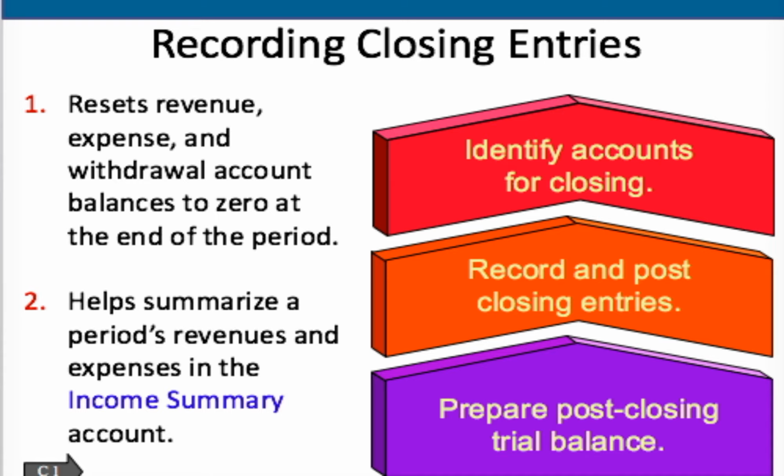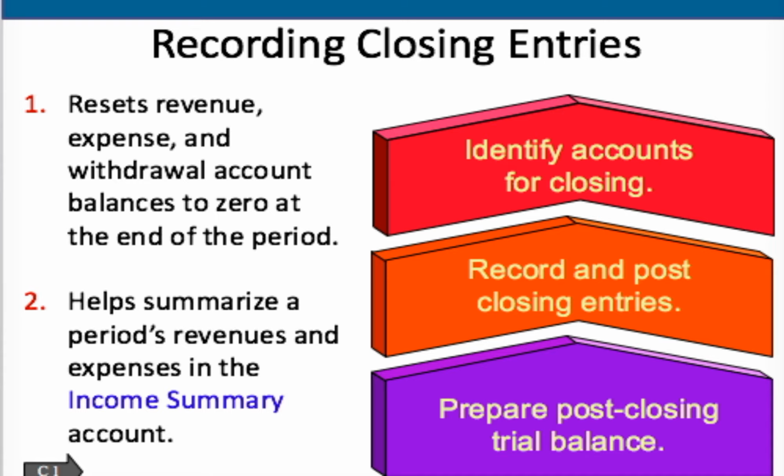So the closing process in and of itself is an important step at the end of the accounting period after the financial statements have been completed. It then kind of resets the accounts and gets everything ready for recording transactions and events for the next period. In the closing process, we first identify accounts for closing. Then step 2 is record and post the closing entries. And step 3 is prepare a post-closing trial balance.